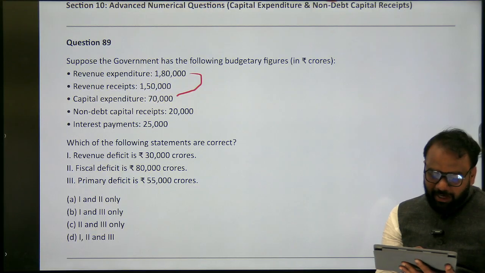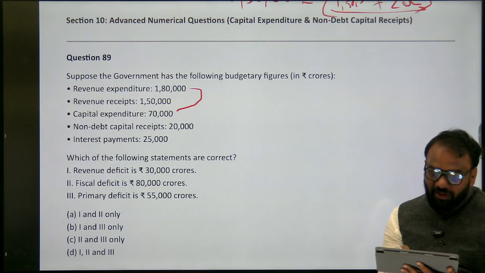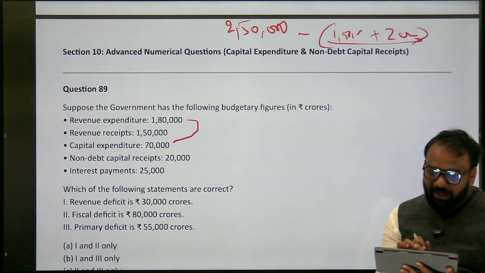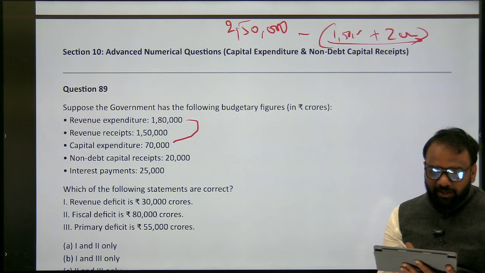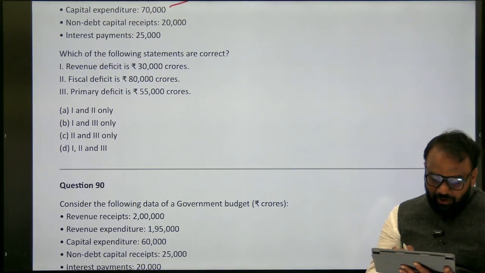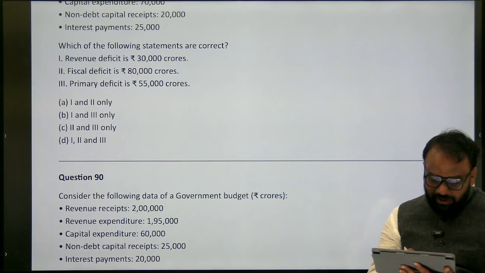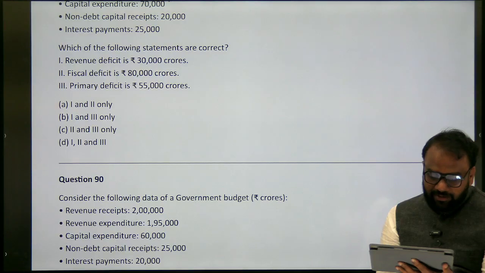Next, primary deficit is fiscal deficit minus interest payment. 80,000 minus 25,000, so it is 55,000 crore rupees. Correct? Now I will not show you the answer itself. Just calculate the same fiscal deficit.